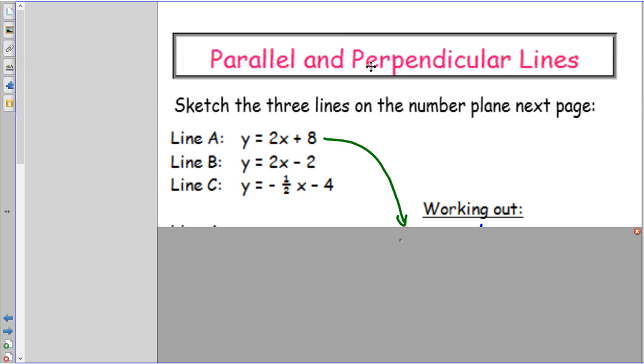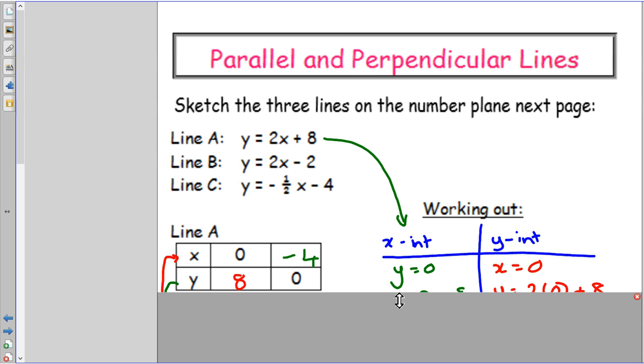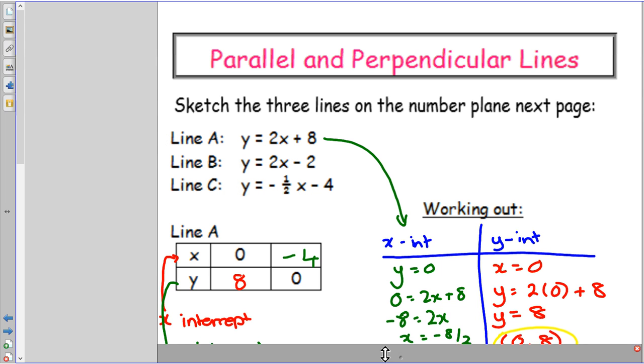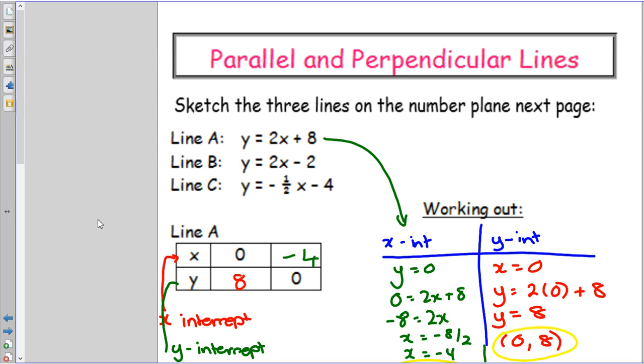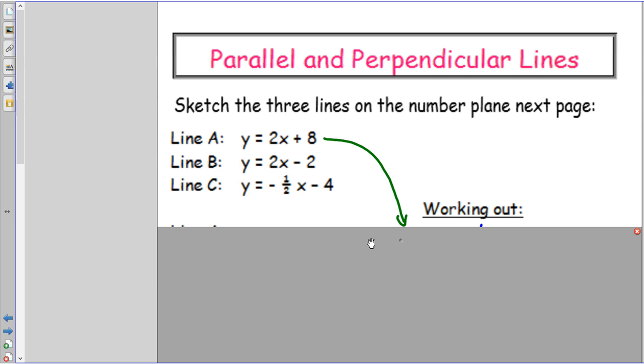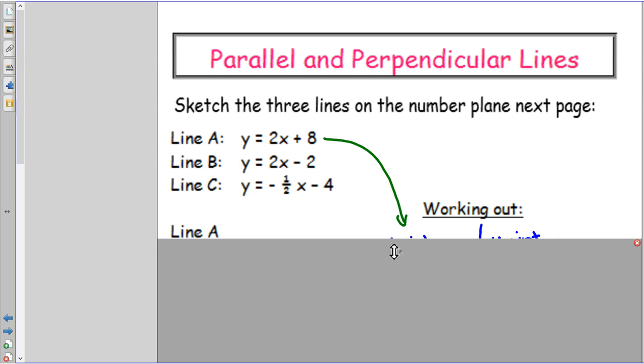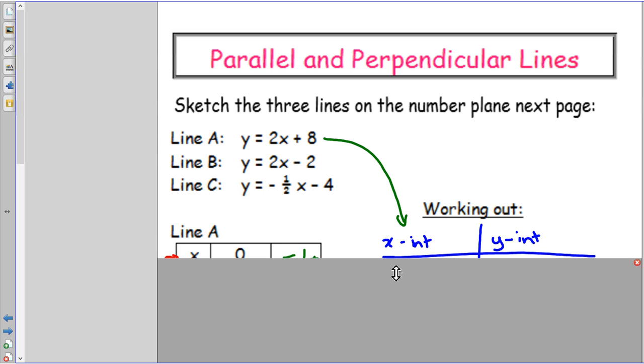So I'm going to do that. I'm going to find the x and y intercept of each of them, and I'll show you the method I'm using to do that. Sorry, back to here. So line A. I tend to make a little cross table, and I'm going to work out the x-intercept value on the left, and the y-intercept value on the right.